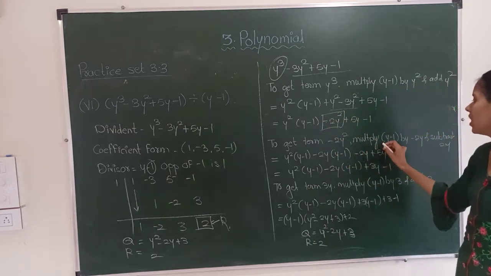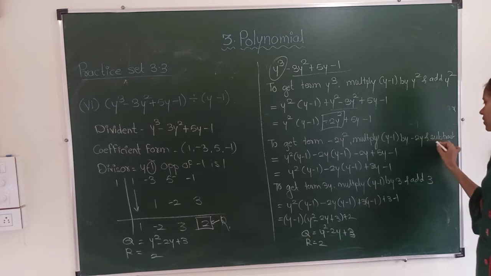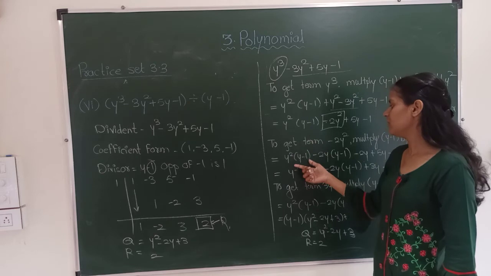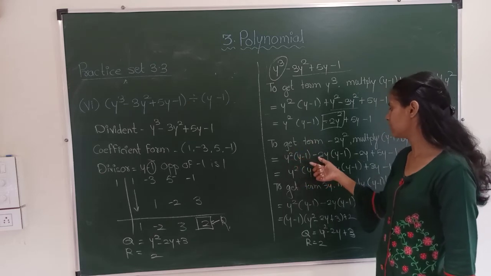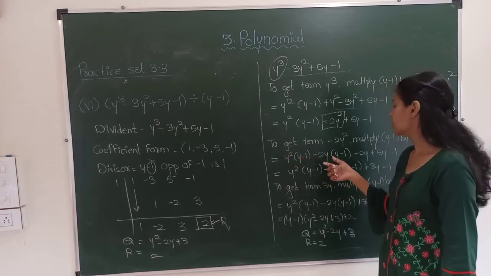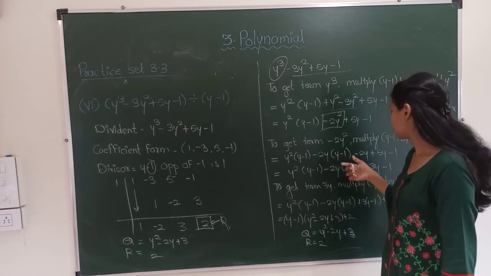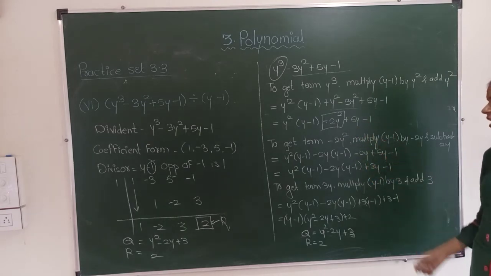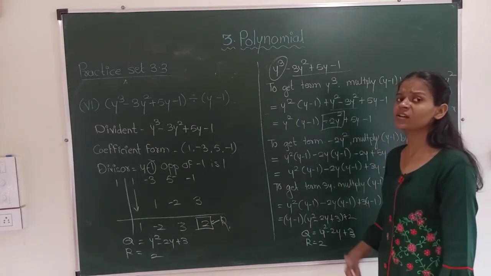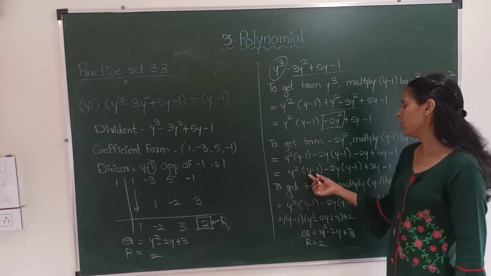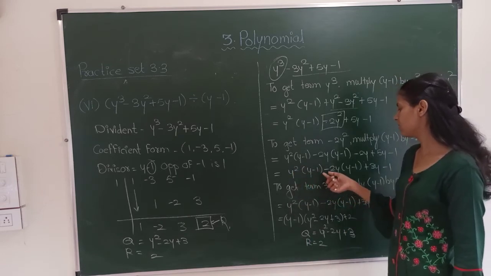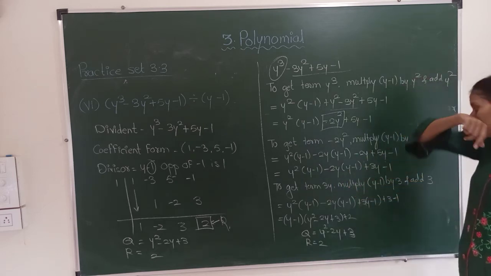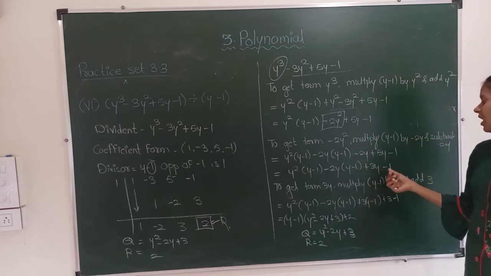To get this term, we will multiply y minus 1 by minus 2y, and we will subtract 2y square. So this term will be as it is, y square into y minus 1, minus 2y into y minus 1, and we will subtract 2y, so minus 2y, and this 5y minus 1 as it is. So if we further simplify it, y square multiplied by y minus 1 minus 2y multiplied by y minus 1, and here minus 2y and plus 5y is plus 3y minus 1.